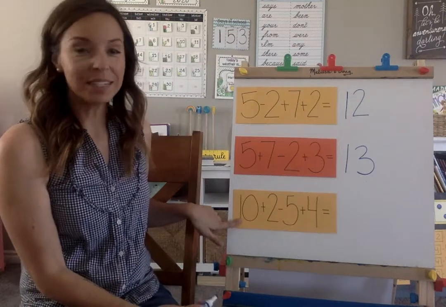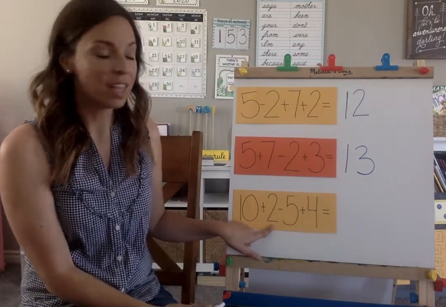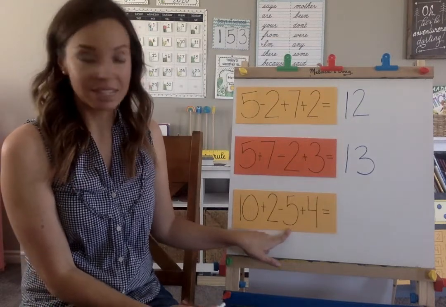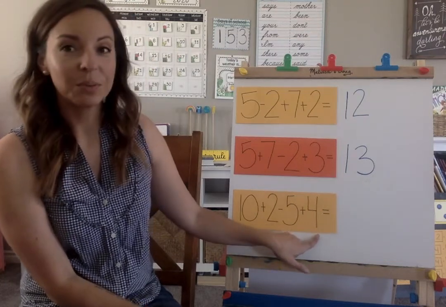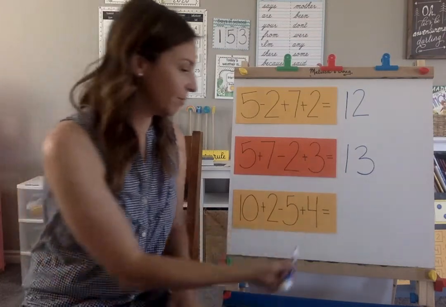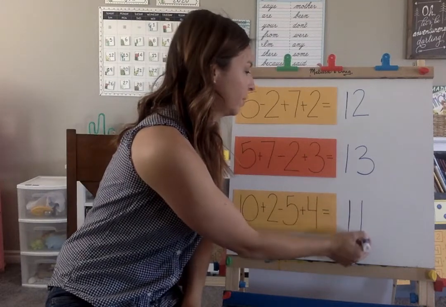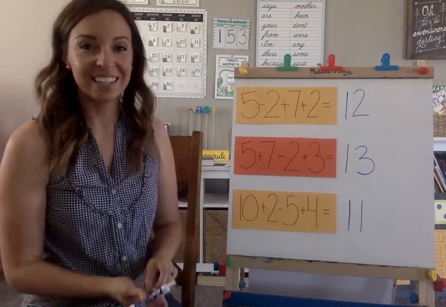And our last one, 10 plus 2 equals 12. 12 minus 5 equals 7. 7 plus 4 equals 11. So your answer should have been 12, 13, and 11.